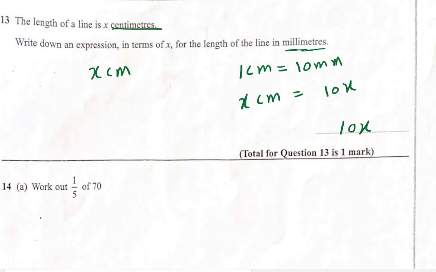Next question is easy peasy. Work out 1/5 of 70. There are many ways to do these questions. Just do 70 divided by 5 and you get the answer. Just do it straight away. 70 divided by 5. So 5 times 1 is 5. We got 7 take away 5 is going to be 2. 2 remainder. 5 times 4 is going to be 20. So the answer is 14.